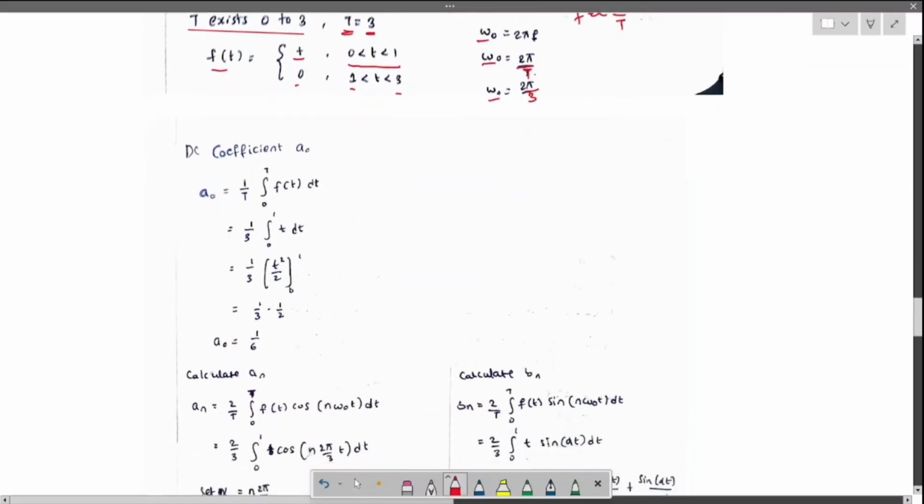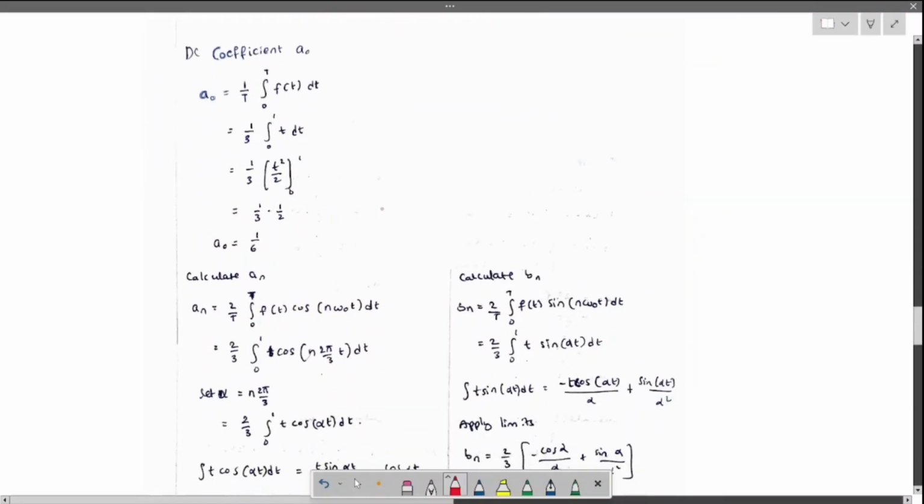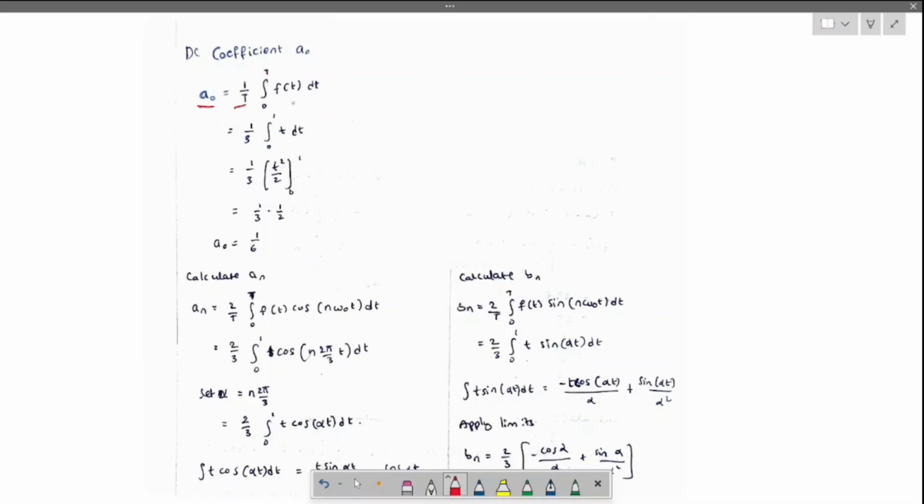Let us find first the DC coefficient a naught, which equals 1 by T, integral 0 to T of f of t dt. So T is 3 and f of t is for 0 to 1 only, t dt. Do so, and you will get a naught as 1 by 6.